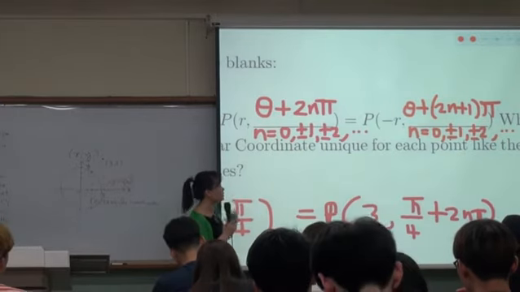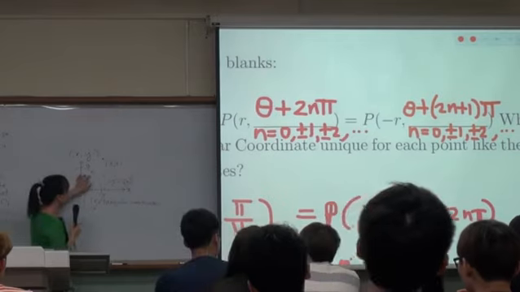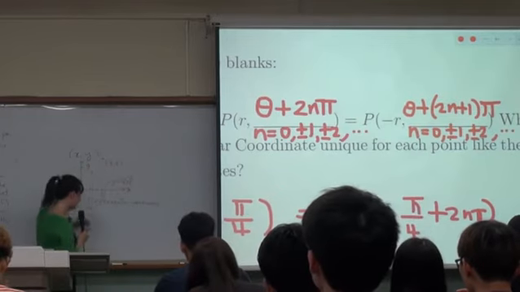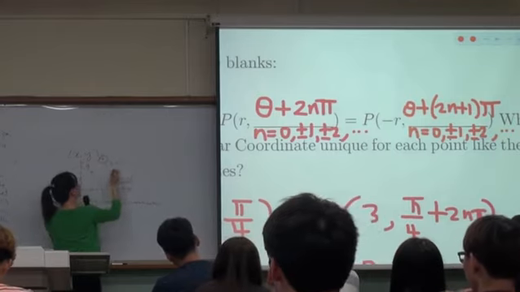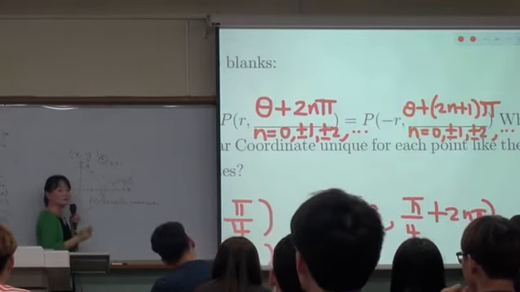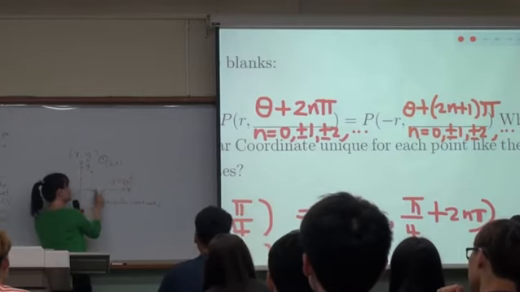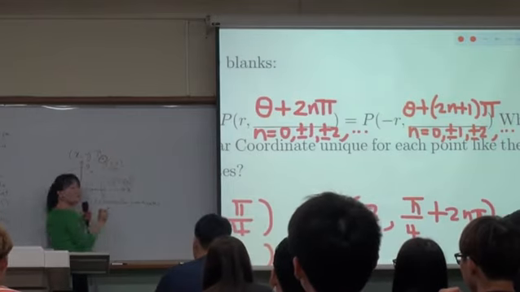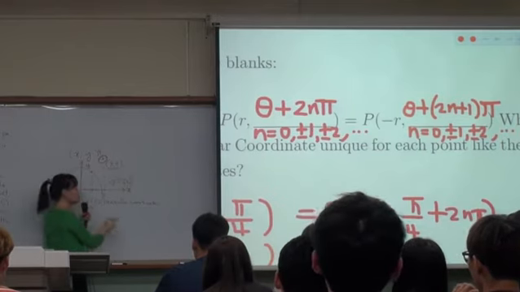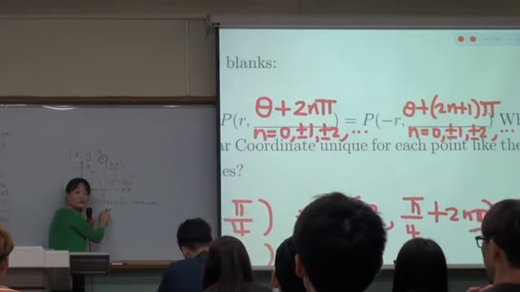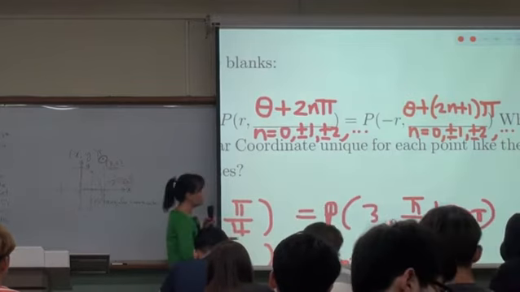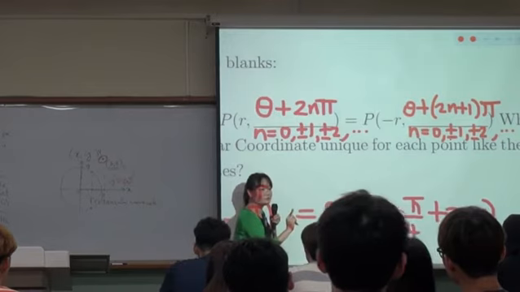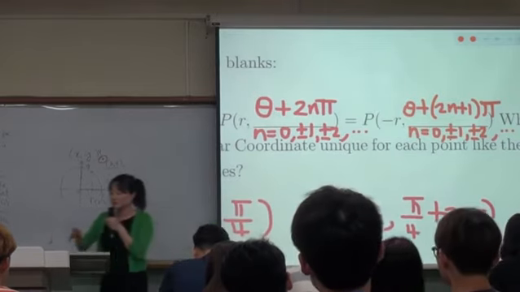Essential difference between polar and rectangular. In the rectangular, if I give you the point 3, 5, how many coordinates can you give me that represents this point? This point is 3 from 0, 5 from 0 on the y-axis. How many representations can you give me? Exactly one. So rectangular coordinate is a unique representation, whereas for one point in polar coordinates, how many different representations? Infinitely many. So polar coordinates are not a unique representation.